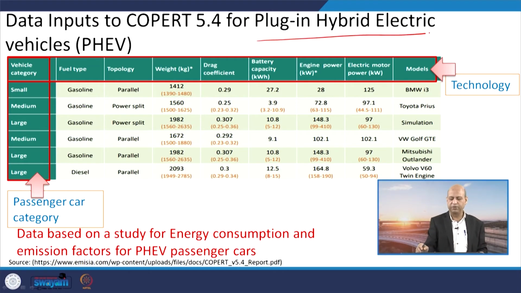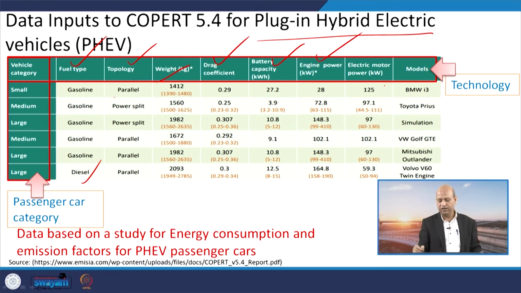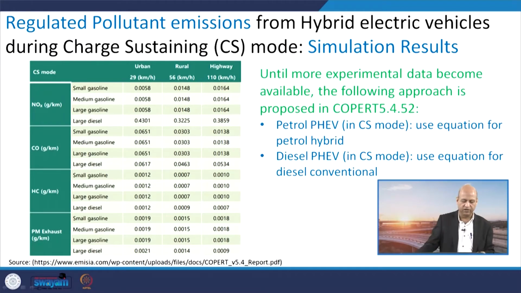for plug-in hybrid electric vehicles. So, fuel type like gasoline or diesel, topology, whether parallel, power split, those kinds of things, how much weight there is, drag coefficient, battery capacity, because in hybrid and plug-in hybrid electric vehicles we have a battery, and engine power, electric motor power, models. All these things basically influence the emissions, because emission factors will vary accordingly. So, all these are there in the model.